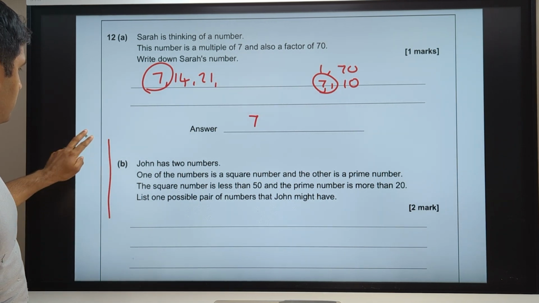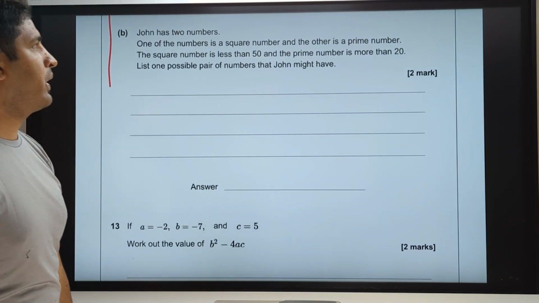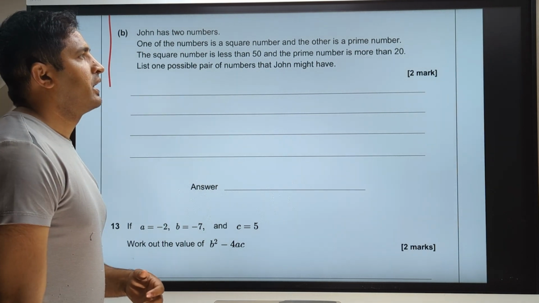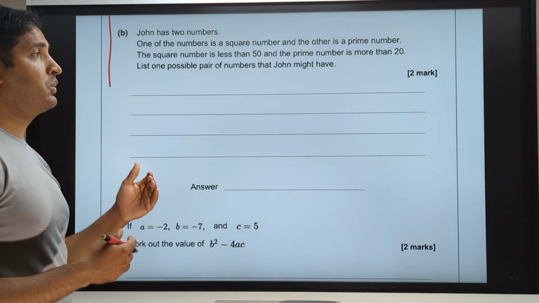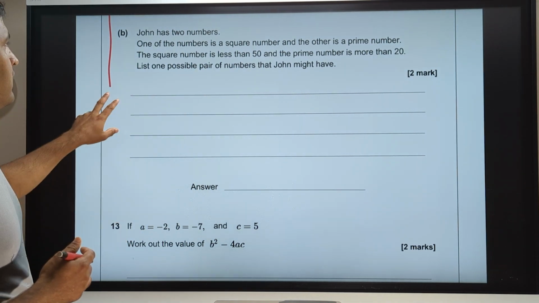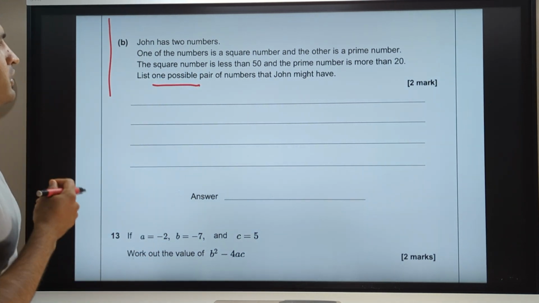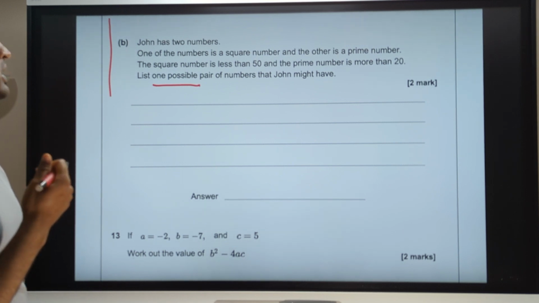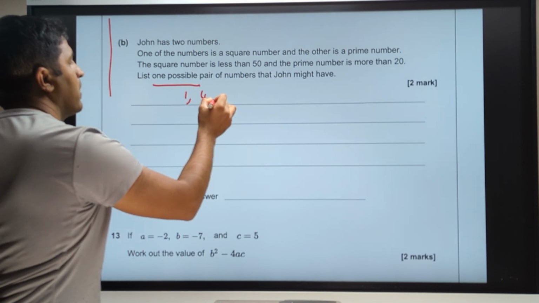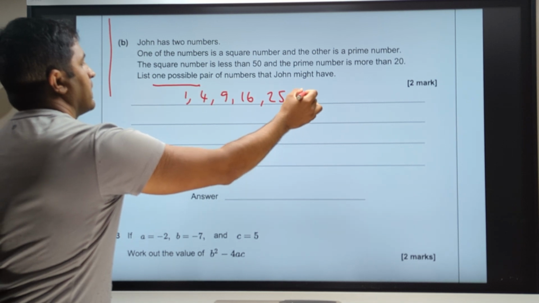And then we got John, who has two numbers. One of the numbers is a square number and the other number is a prime number. The square number is less than 50 and the prime number is more than 20. Okay, so we need to go through the list. List one possible pair of numbers that John might have. Okay, it doesn't ask you to list all the possible pairs, just one possible pair. Okay, so one number is a square number, the other number is a prime number. Now the square number is less than 50, so it could be 1, 4, 9, 16, 25, 36 and 49.